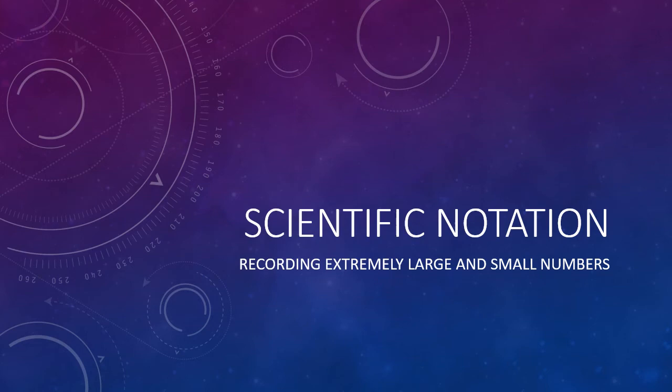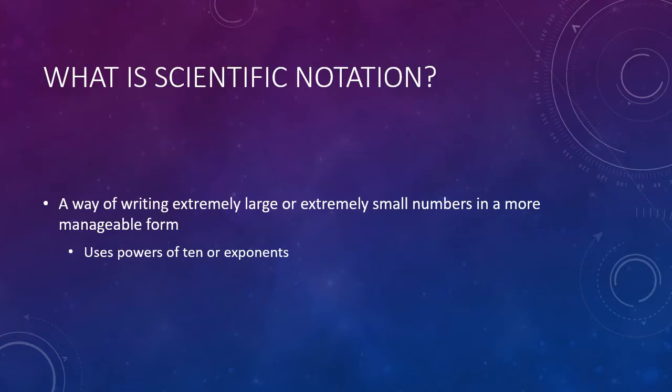Hi everyone, today we're going to learn about how to write numbers in scientific notation. Scientific notation is an alternate form of writing numbers that is different from standard notation. It's most useful for writing extremely large or extremely small numbers in a more manageable form. It makes use of powers of 10, or 10 raised to an exponent.